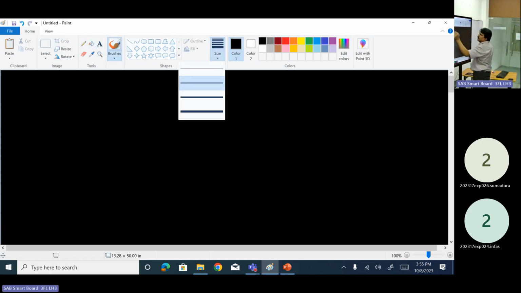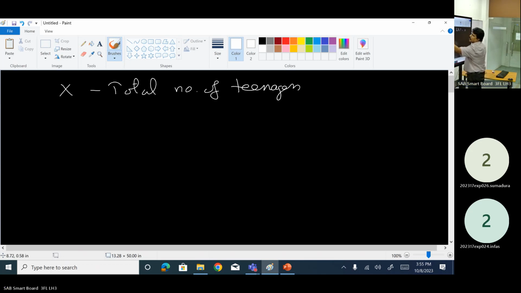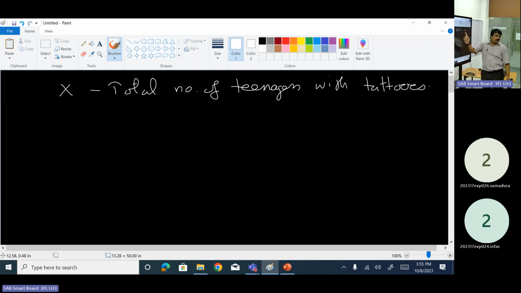The variable X: total number of teenagers with tattoos. Okay, so the variable is defined.